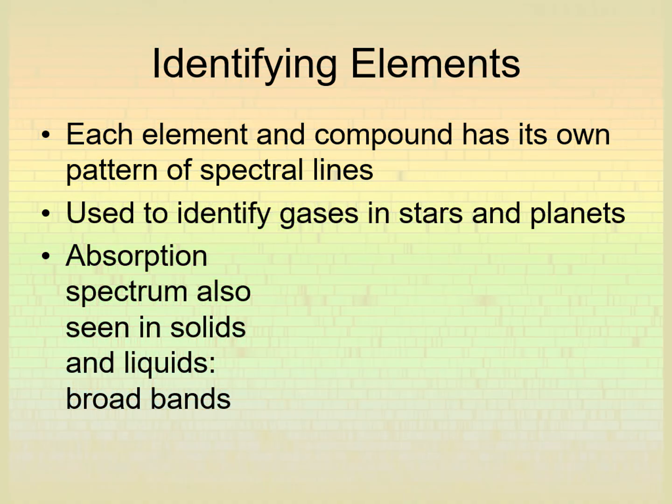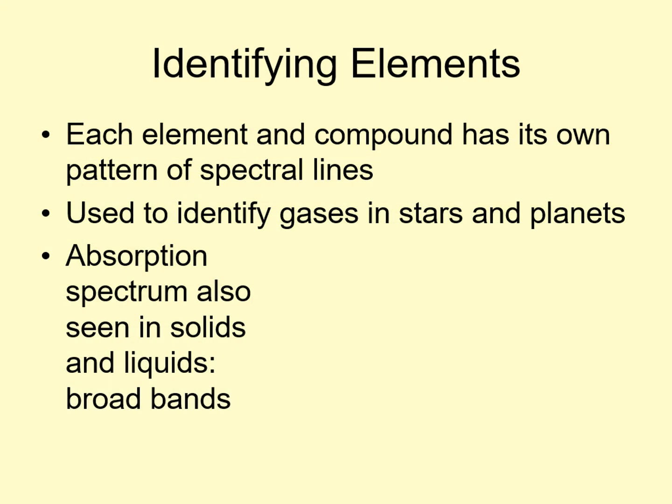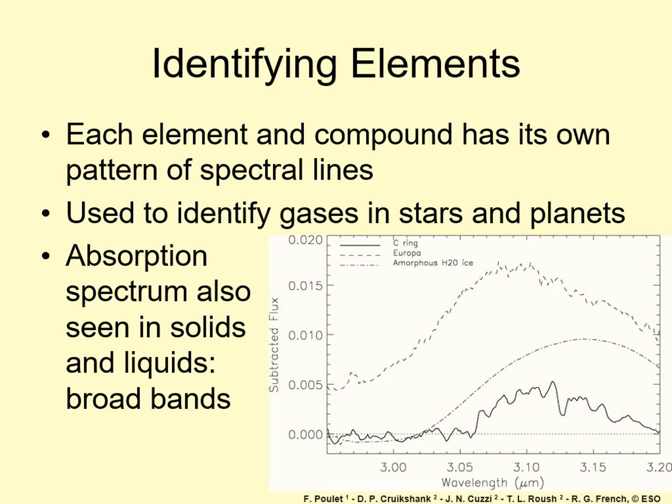Finally, I should mention that it's not just gases that produce absorption spectra. Solids and liquids do too, but they're harder to interpret. That's because they usually don't absorb discrete wavelengths of light. Instead, they tend to absorb whole bands of color. This means that many closely related materials will have spectra that look almost identical. So while it's easy to distinguish broadly different materials like ice and rock, it's much harder to figure out exactly what kind of rock or ice you might be looking at.